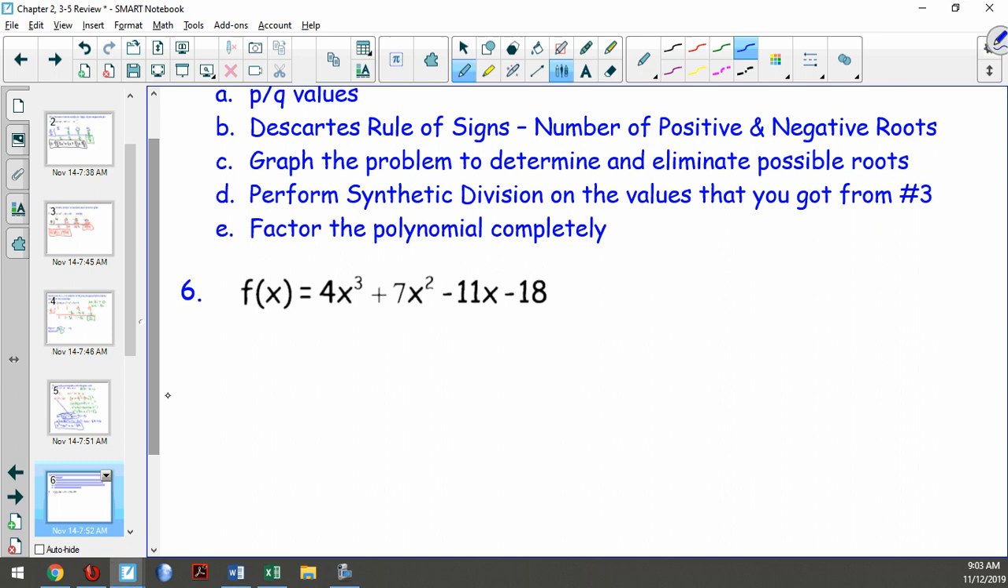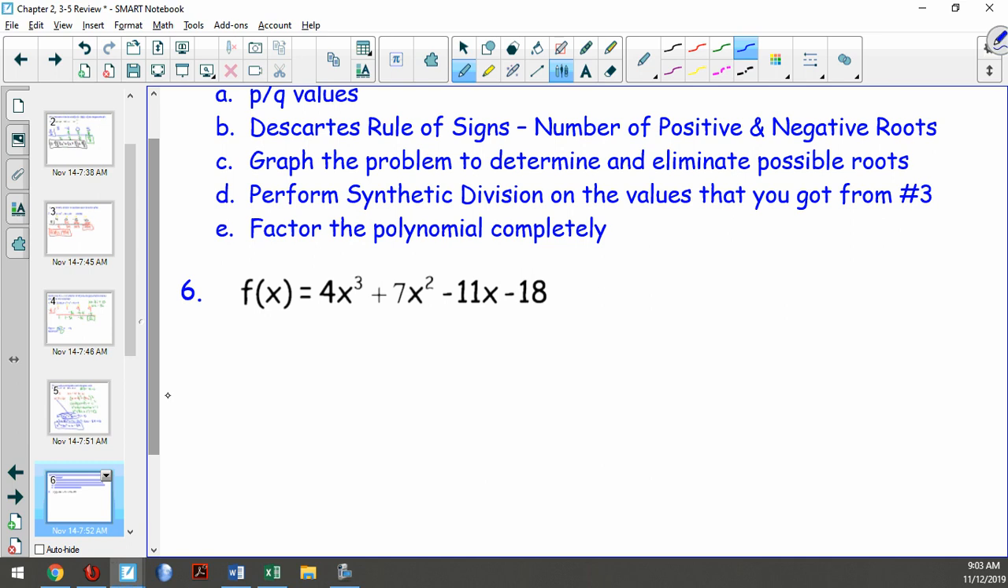What's the very first thing it tells you to do? P over Q values. Now, on your review sheet, do you see how I gave you a line for P and I gave you a line for Q? Listen very closely. On the test, I did not give you a line for P and I did not give you a line for Q. I gave you a line for P divided by Q. Do we all understand that?